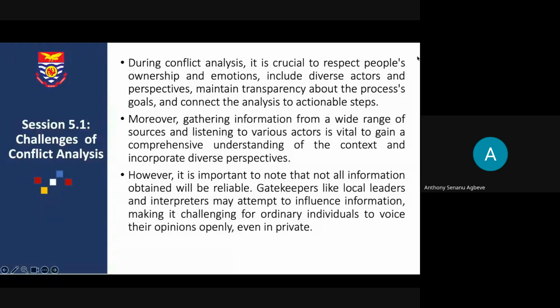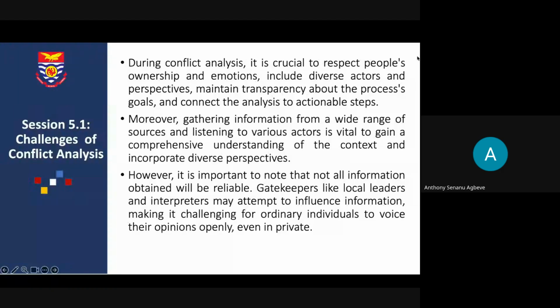So you need to be very, very transparent. And then another challenge is that you need to gather information from a wide range of sources, and also listen to various actors, to gain a comprehensive understanding of the situation. That can be challenging, right? So, gathering information from all these sources.